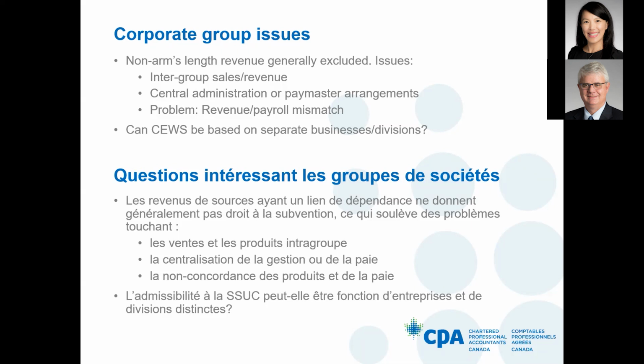Another issue arose if you had a central corporation that provides services to the rest of the group. Maybe it employed a number of employees that worked for various companies, and they were employed by one, and that company provided services to the others in exchange for revenue. Again, that would be non-arm's length revenue and not considered. So the issue when you break it down is you have the arm's length revenue in one entity and the payroll in the other, and that created a problem in many situations.